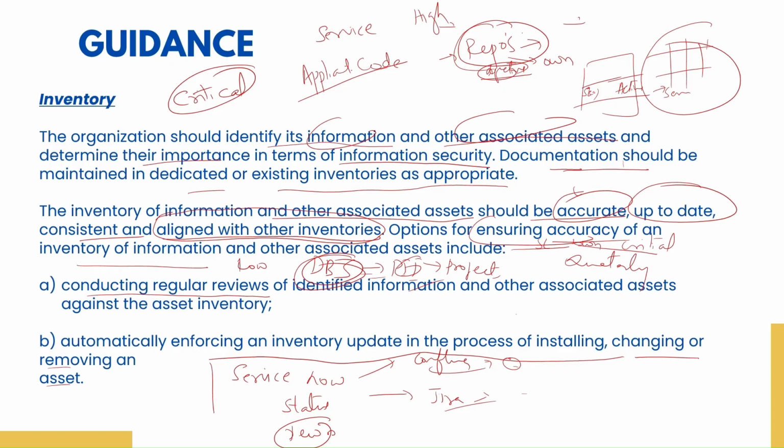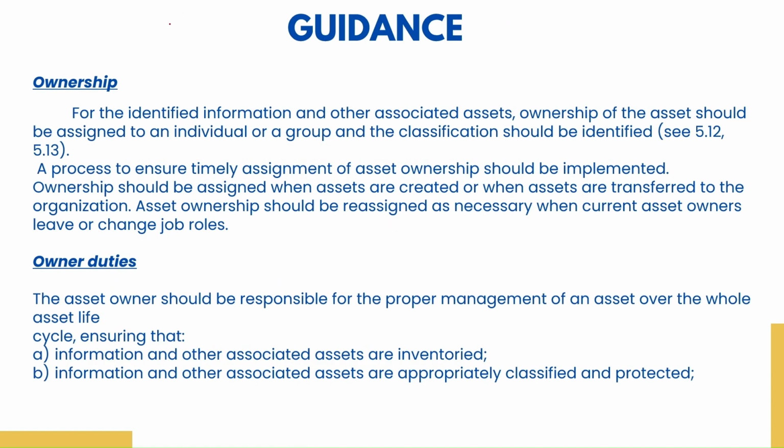If automatic updating is not possible, that is also okay, as long as you can show that you are manually updating your inventories. Now, this control talks a little bit about ownership also, how important it is for an asset to have an owner, what the duties of an owner are, and how you maintain your ownership.